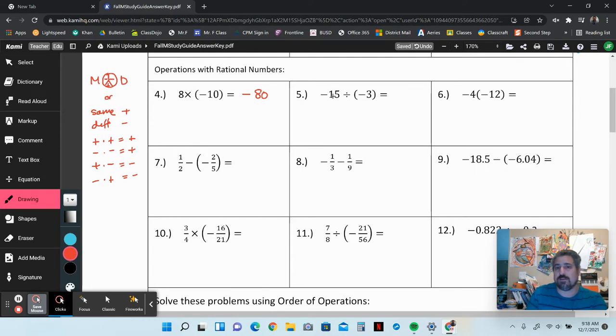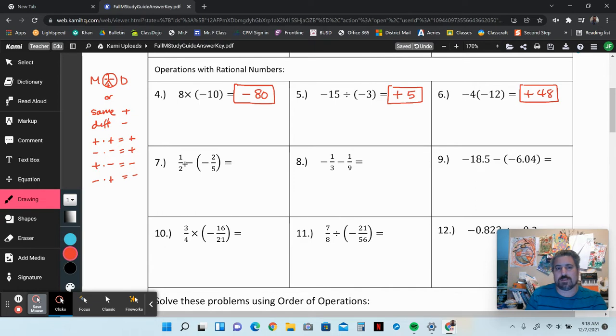So a negative 15 divided by a negative 3: a negative divided by a negative is a positive, and then 15 divided by 3 is just 5. So this is just positive 5. I boxed my answers just to make sure that they're not confusing. And then negative 4 times a negative 12: a negative times a negative is a positive, and 4 times 12 is 48. And that's how you do that.